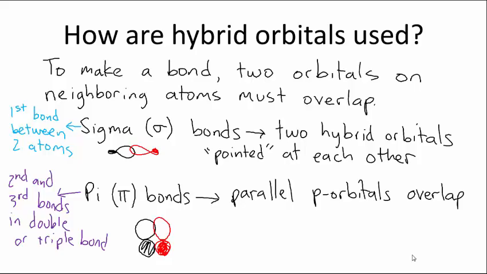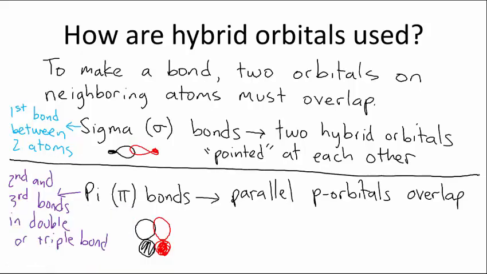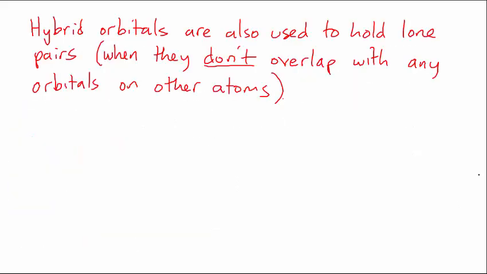Which is, one, we have two different kinds of orbitals. We have hybrid orbitals and we have unhybridized p orbitals. And we use them in different ways. Hybrid orbitals are used for two different things. One, when they make sigma bonds: when you have a hybrid orbital on one atom overlapping with a hybrid orbital on another atom, it makes a sigma bond. Two, hybrid orbitals are used to hold lone pairs when they don't overlap with orbitals from any other atoms. Those are the only two things. When you identify the hybridization of an atom, the hybrid orbital should either be making sigma bonds or holding lone pairs.